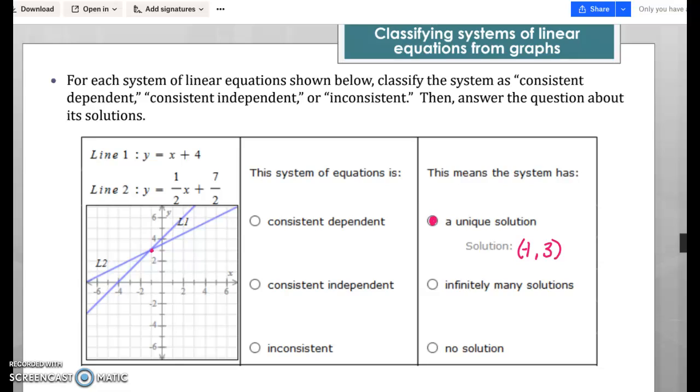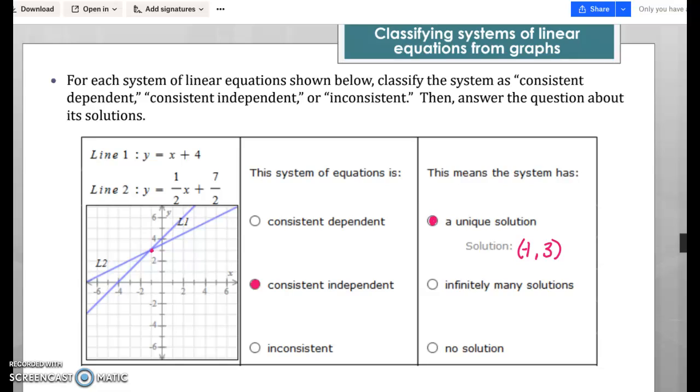As far as consistent dependent, consistent independent, and inconsistent. Well, it has a solution, so it has to be consistent, right? And the equations have different graphs. So we have different graphs going on. So we end up with a consistent and independent system here.